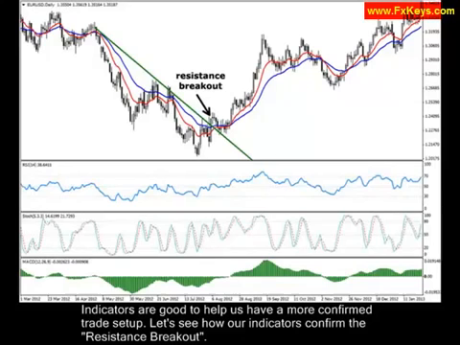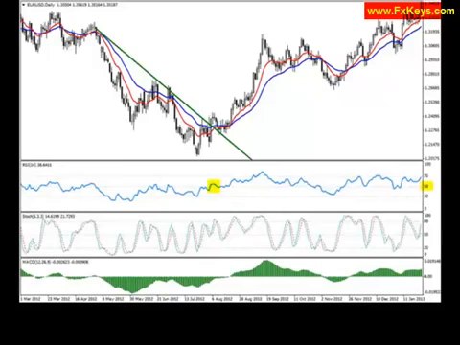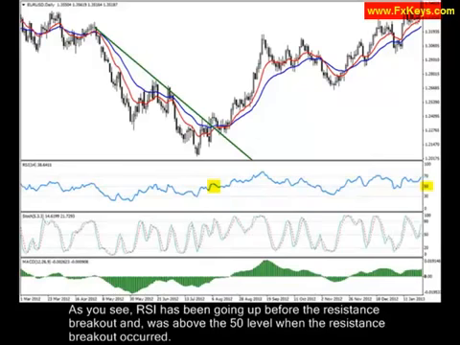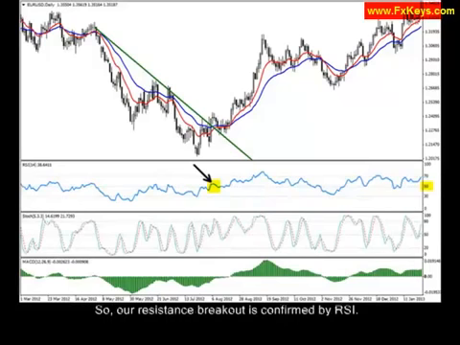Let's see how our indicators confirm this resistance breakout. When there is a resistance breakout, RSI should be already going up. It should be above the 50 level. As you see, RSI has been going up before the resistance breakout, and was above the 50 level when the resistance breakout occurred. So, our resistance breakout is confirmed by RSI.